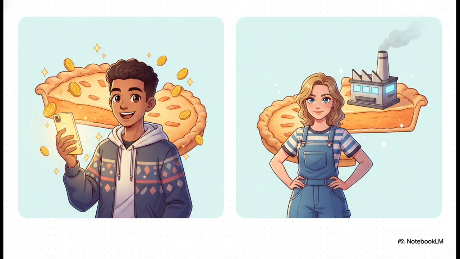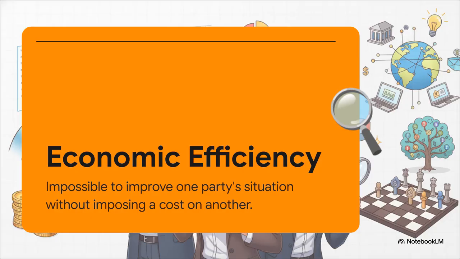It's a bargain. On the flip side, the producer's surplus is the seller's slice, and that's the exact price they receive minus their actual cost of production. And when the market reaches equilibrium, that perfect point where supply meets demand, the total size of this pie, the social surplus, is as large as it can possibly be. This brings us to a really beautiful, elegant concept, economic efficiency. Efficiency means it is mathematically impossible to improve the situation of one party without imposing a cost on another. All possible gains from trade have been fully achieved. There's literally zero wasted value, or what economists call deadweight loss.